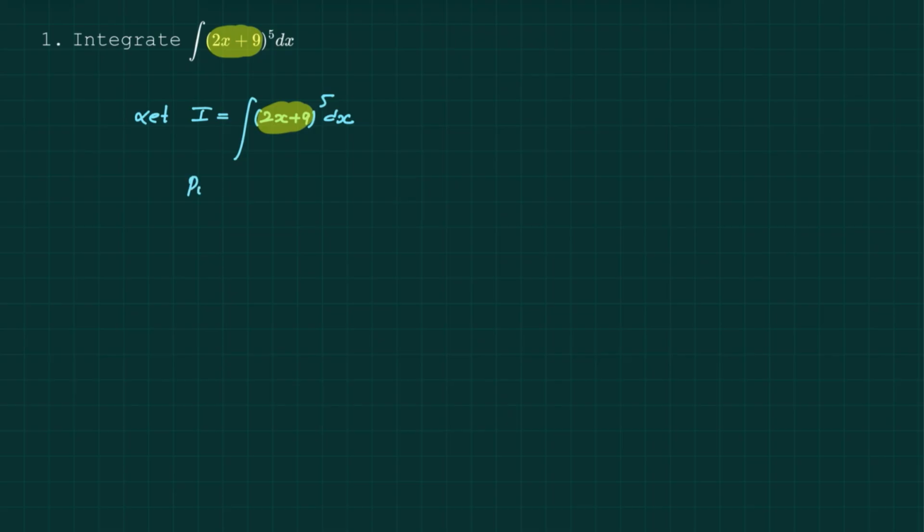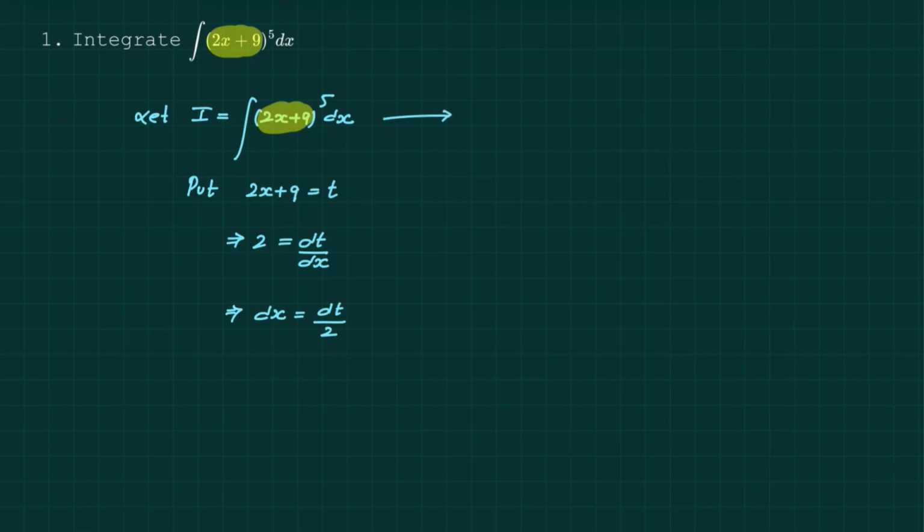So let us put 2x + 9 equal to the new variable, let us say t. Now we have to differentiate this equation both sides with respect to x. So differentiating both sides with respect to x, we will have d/dx of 2x is 2 and d/dx of 9 is 0. So this will be equal to d/dx of t, which is dt over dx. So on cross multiplying, I'll get the value of dx as dt by 2.